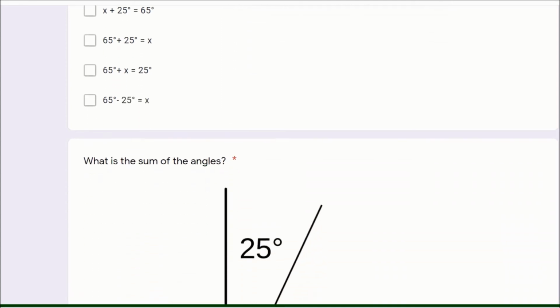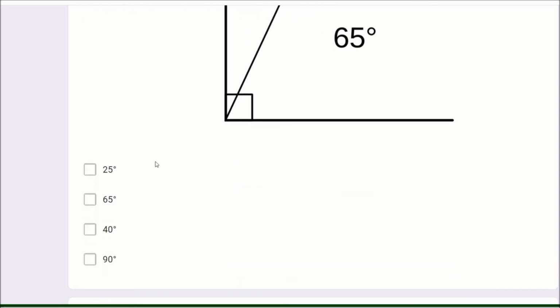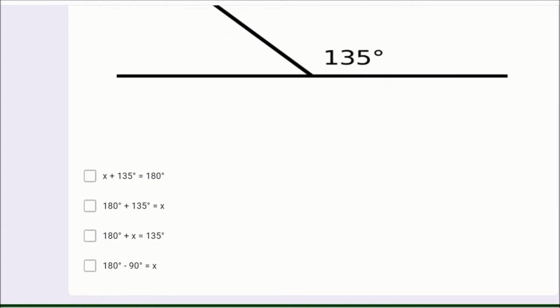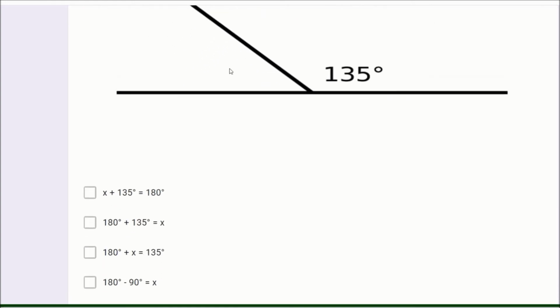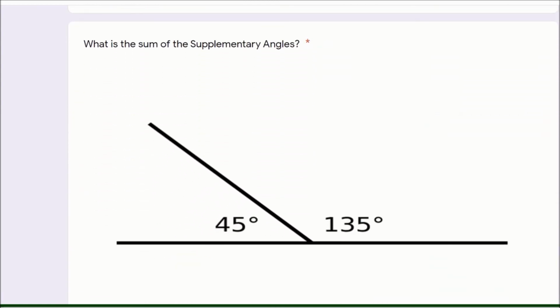What is the sum of the angle? Now they solve the algebraic problem above and they get the answer. Find the correct sum of the measure equation to solve the problem. Here we again use algebra to solve for the unknown angle. Next one, we have the children solve for it. What is the sum of the supplementary angle?